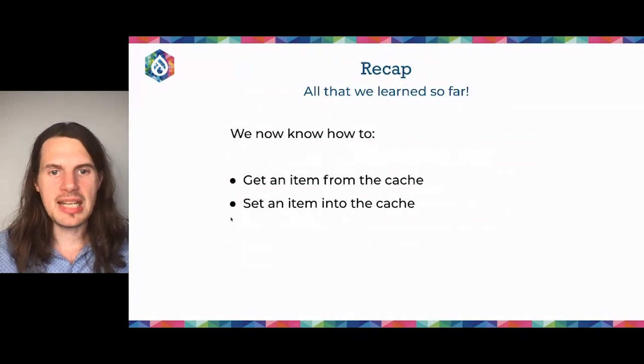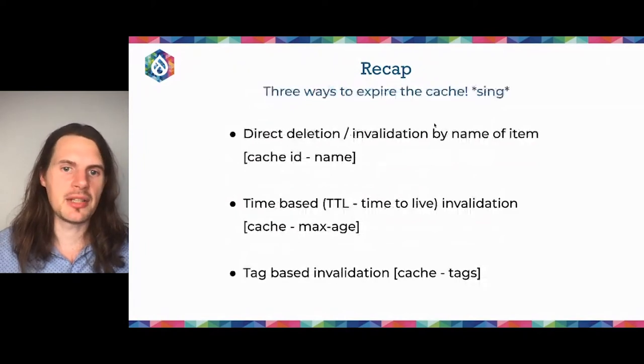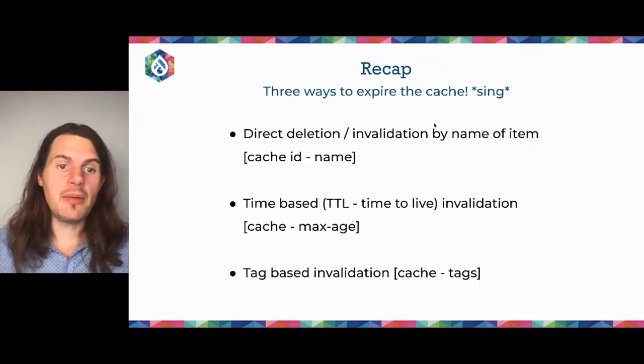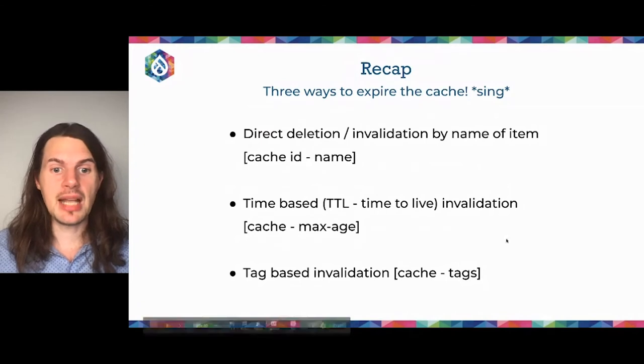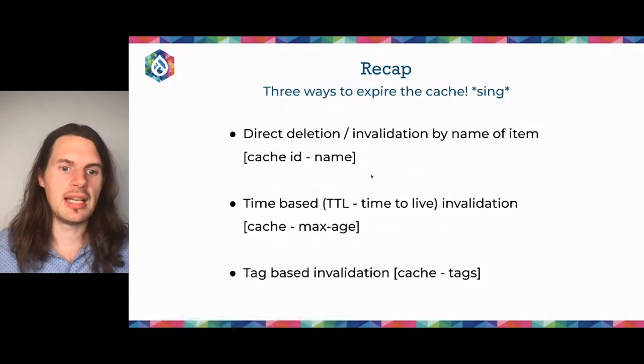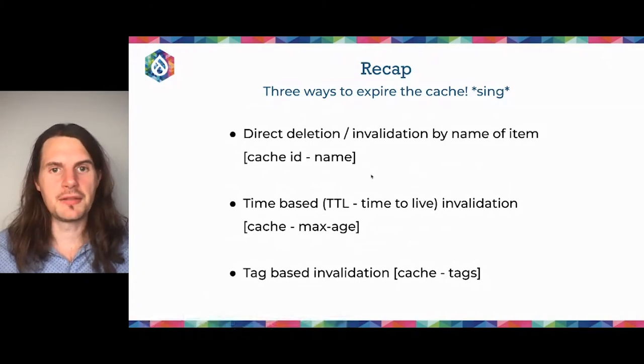So we know how to get an item from the cache and set an item into the cache. It's very important that there are three ways to expire the cache. There's direct deletion or invalidation by name of item. There's not only a delete function, but also an invalidate function for invalidating a cache item. There's time-based invalidation, and this can work for so many things so well, so don't put that off yet. And then there's tag-based invalidation, which is cache tags and really the most granular way of doing expiration of things that you can do.